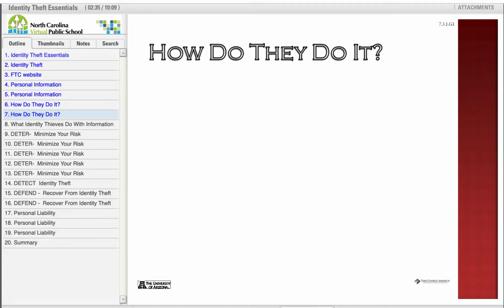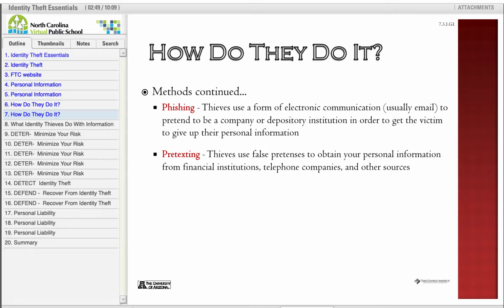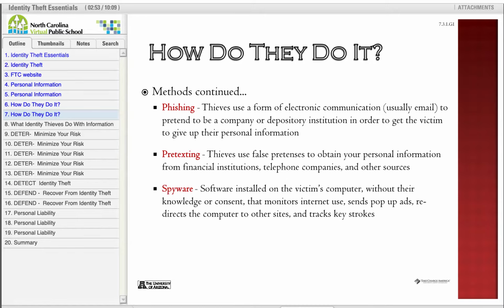How do they do it? Methods continued. Phishing. Thieves use a form of electronic communication, usually email, to pretend to be a company or depository institution in order to get the victim to give up their personal information. Pretexting. Thieves use false pretenses to obtain your personal information from financial institutions, telephone companies, and other sources.